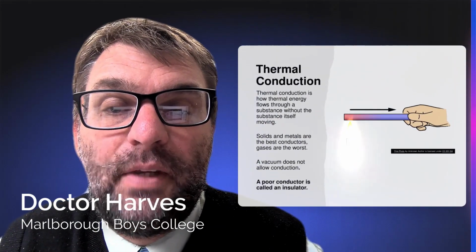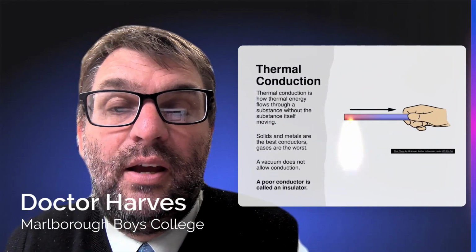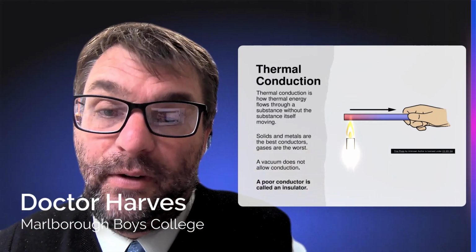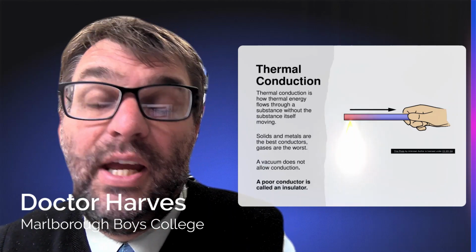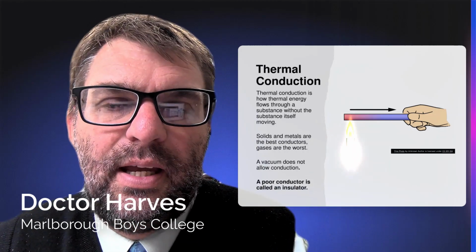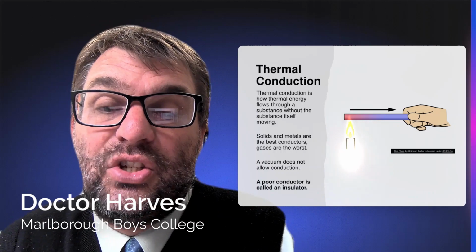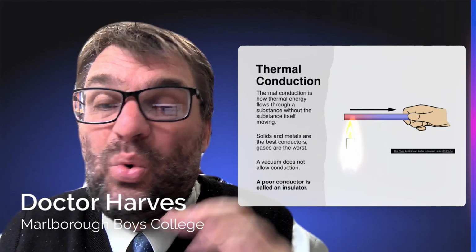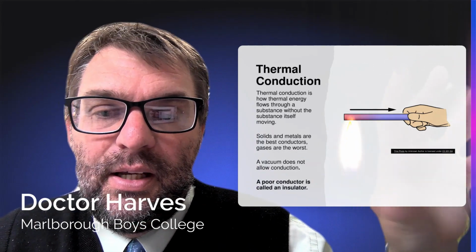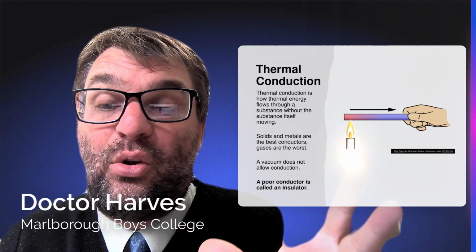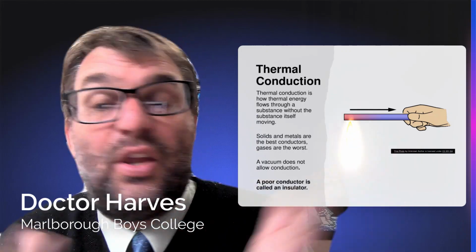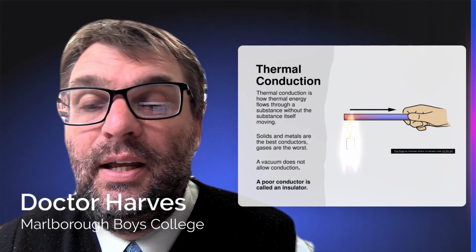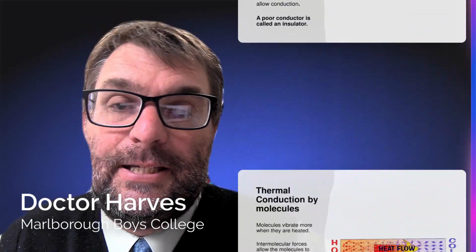Conduction is how the heat energy flows through an object without the object itself moving. Solids, in particular metals, which we'll look at later, are the best conductors and gases are the worst. The reason is that in solids the particles are close together, whereas in gases they're wide apart. If there are no particles at all, like in a vacuum in outer space, there is no conduction occurring. A poor conductor is known as an insulator.